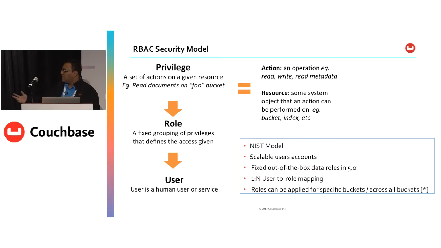So this model is not new. If you're coming from the RDBMS world, you might have seen this model with other relational technologies. This is a standard NIST model. What we offer is the ability to add more user accounts. We have fixed roles out of the box. We can have one user mapped to more than one role. And finally, the point I talked about, parameterization of roles, even that applies here. So you can take one of these roles that we've introduced and say that it's only for one particular bucket, or it's a wildcard and it's across all the buckets. And we'll see that in the demo shortly.